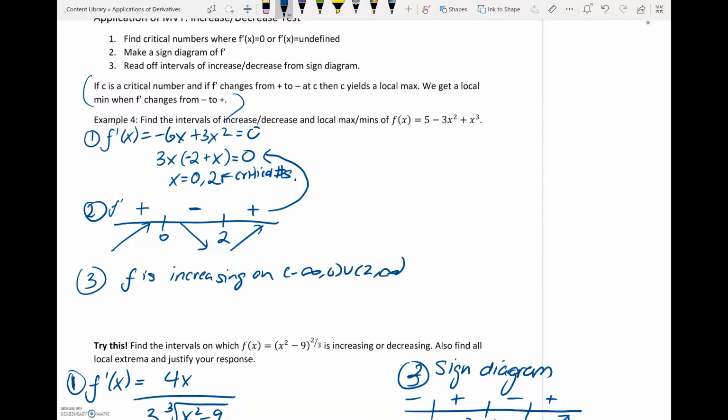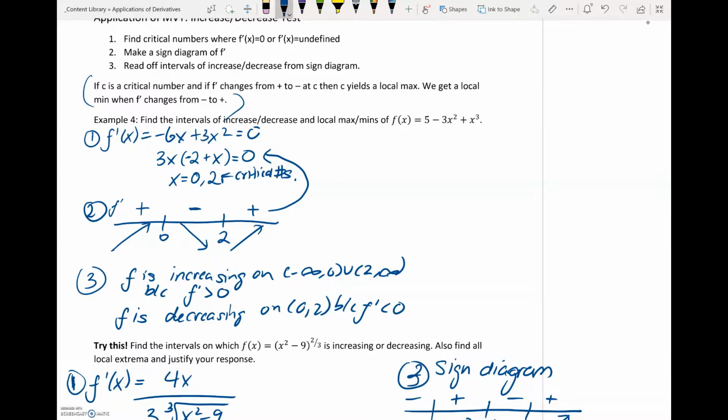And this is because f prime is positive here. And we know that f is decreasing on 0 to 2, and that's because f prime is negative.